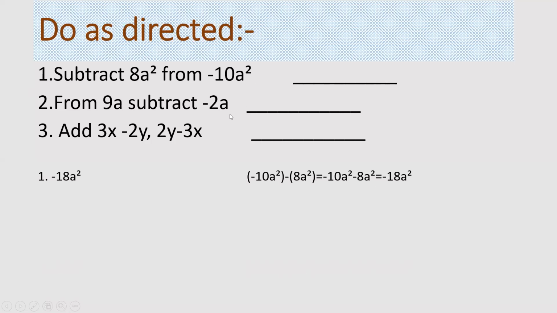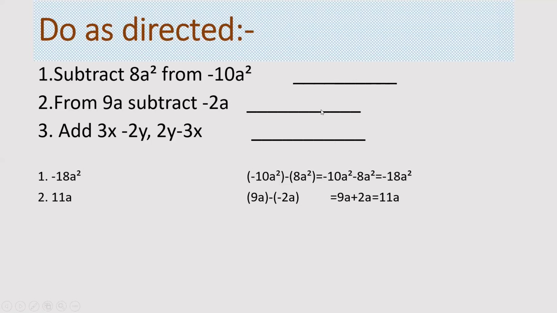Okay, first you have to write 9a because it is written with from. So the answer will be 9a minus, then minus 2a. What will be the answer? 9a, then minus sign, then within the bracket we have to write minus 2a. What will be the answer, students? 11a, not minus 11a. Ali and Sheroz, it is 11a.